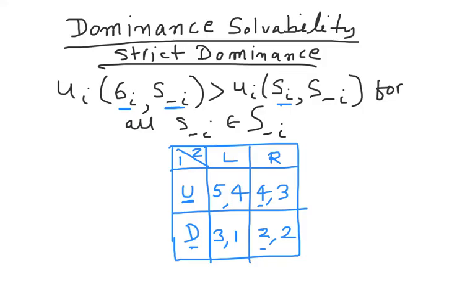But there are games where strict dominance in pure strategies may not be feasible. So in that case, we can look at mixed strategies, and if a mixed strategy can dominate other strategies, that's also feasible. So let's consider another game. So let me write down. So let's say we have a game again between two players.